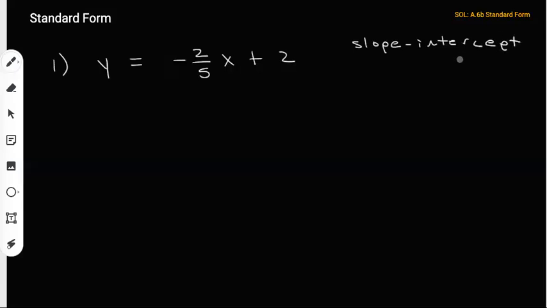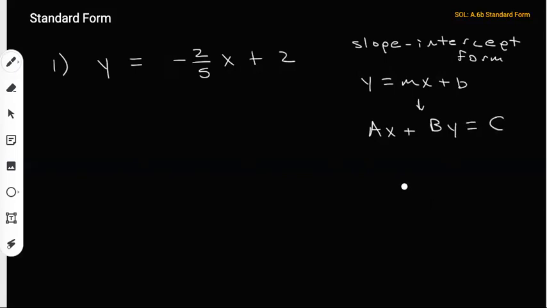All right. So number 1 says y equals negative 2/5 x plus 2. So this line is in slope-intercept form. But I want to get it into standard form. So y equals mx plus b is what it is now. And I want to convert it into ax plus by equals c.